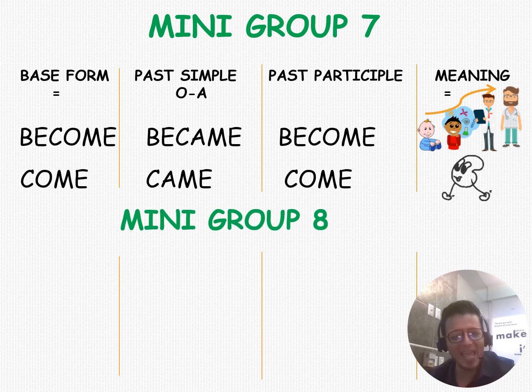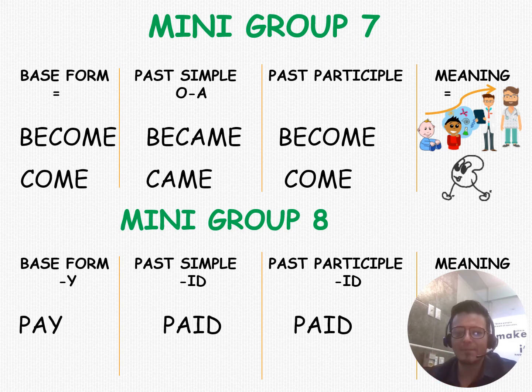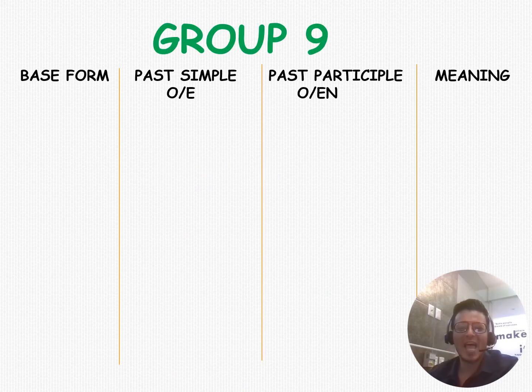And then group 8, another mini group, are the ones that in its base form have a Y as an ending, and in past and participle, an ID. For example, pay, paid, paid. Say, said, said. Okay, in group 9, we're going to check those that in past, they have an O and an E, and in participle, an O and an EN.